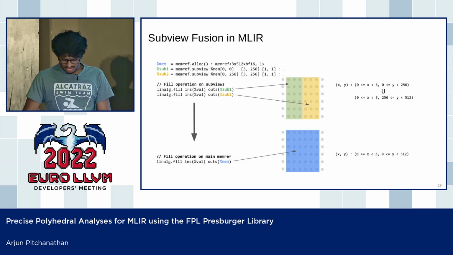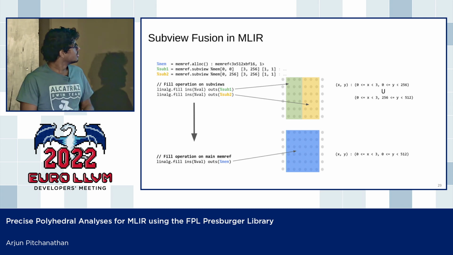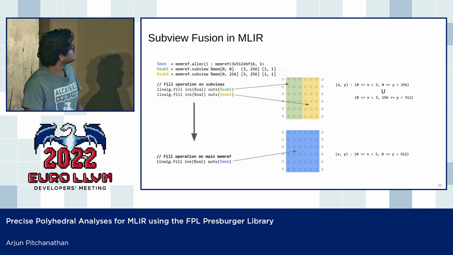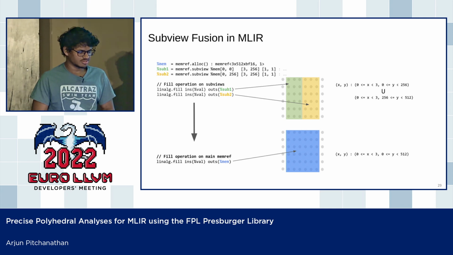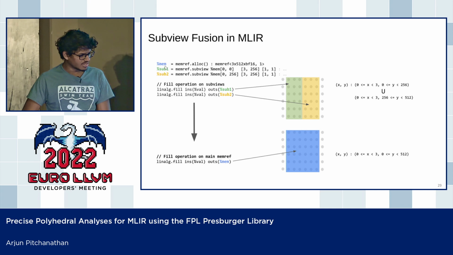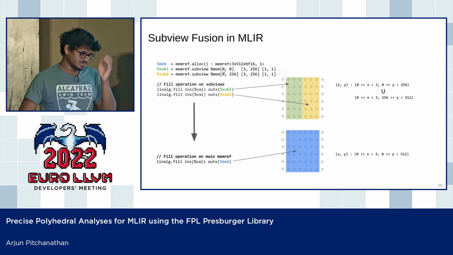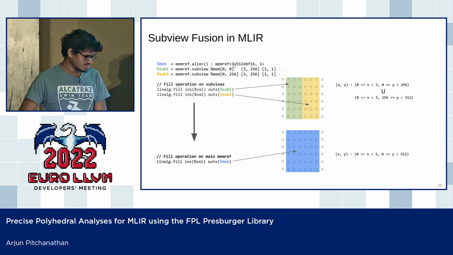Okay, so let's go to the next case study that we had, which was a problem raised on the discourse post. So what they wanted to do was they had a memref and they had two subviews into it. If you look at this in more detail, this is a memref of size 3x512, so 3 and then 512 across. And we have two subviews into it.